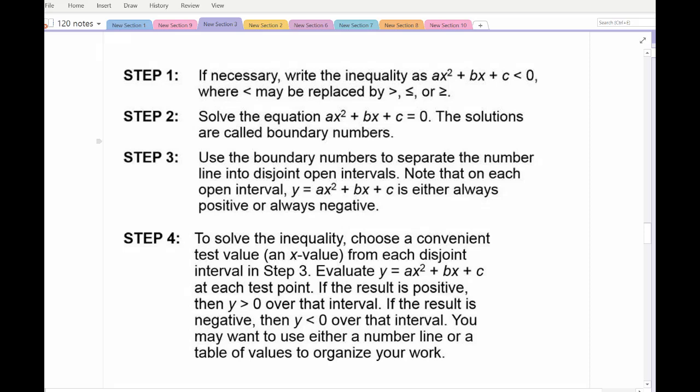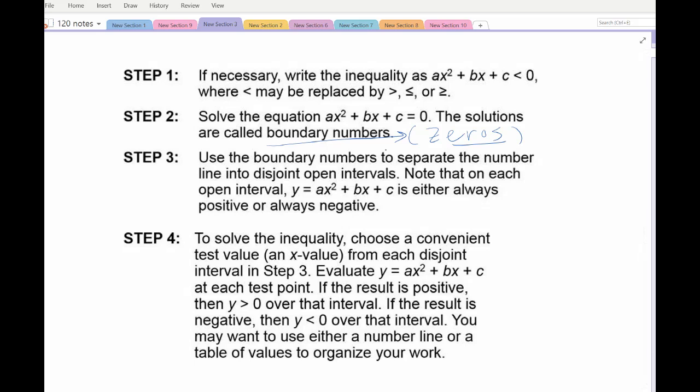Write the inequality as greater than or equal to 0, or less than or equal to 0, so set it to 0. Solve for the zeros. Those are your boundaries. Those are what we'll consider the boundaries of the intervals we're looking at. Use those boundaries, the zeros, to separate the numbers into intervals. The zeros are where the function is 0.